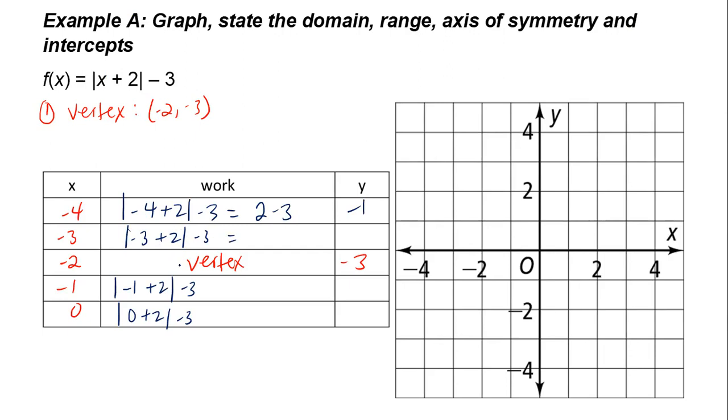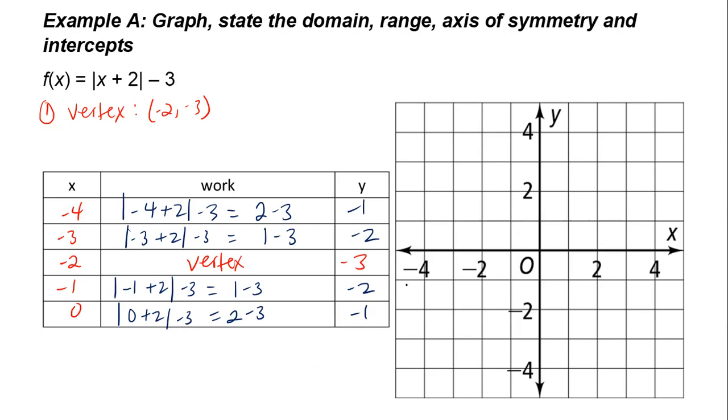-3 plus 2 is -1, absolute value of -1 is 1. 1 minus 3 is -2. All right, -1 plus 2, and the absolute value of +1 is 1, minus 3 is -2. 0 plus 2 is 2. Absolute value of 2 is 2, minus 3 is -1.